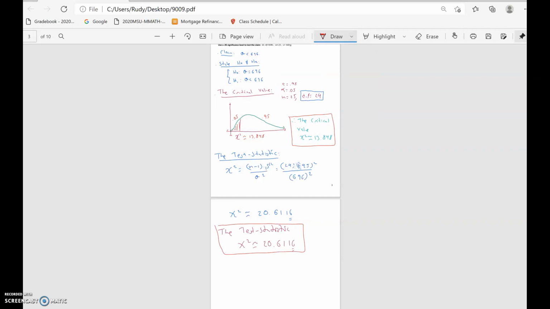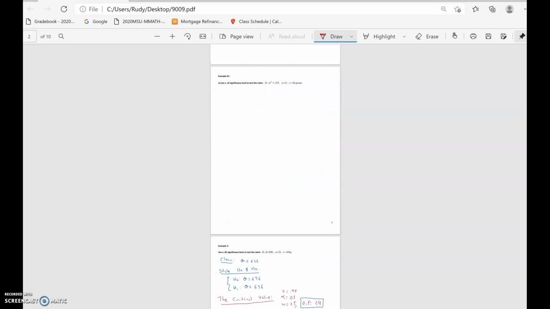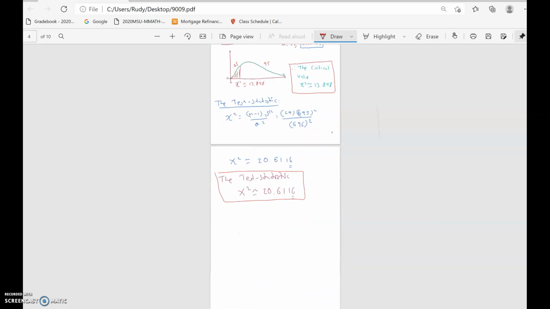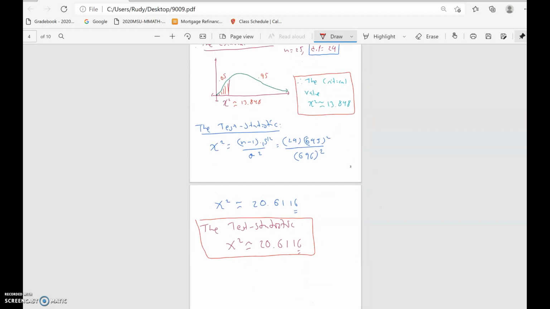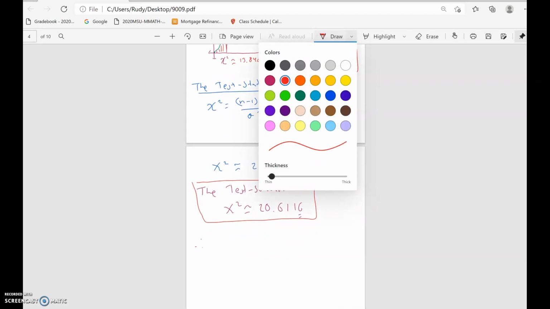So 24, 645 squared and then 696 squared. Let me double check the formula, but we're good. S squared. Okay, so since it actually happens to be around here, we're going to fail to reject H0. So our main conclusion would be fail to reject H0.